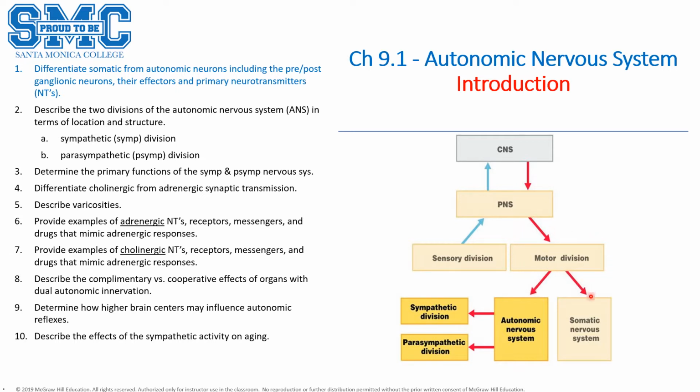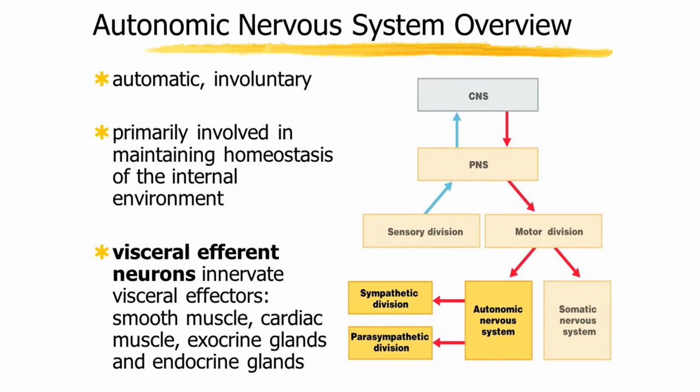And the motor's divided into somatic and autonomic nervous systems. So we'll look at the difference between those two and then get into sympathetic versus parasympathetic divisions. So if we look at our overall structure of our nervous system, we've been talking about our central nervous system, brain and the spinal cord. And then the spinal cord is going to be sending information out and receiving information from the periphery.